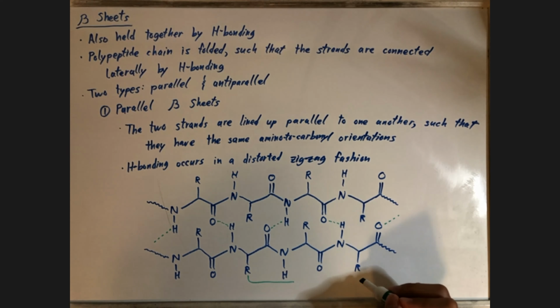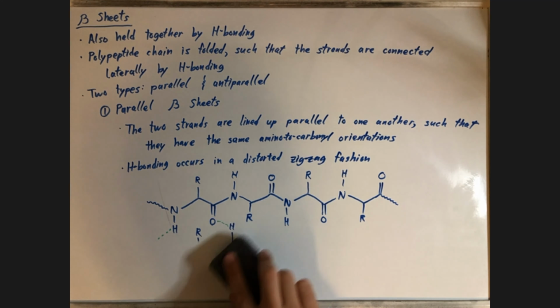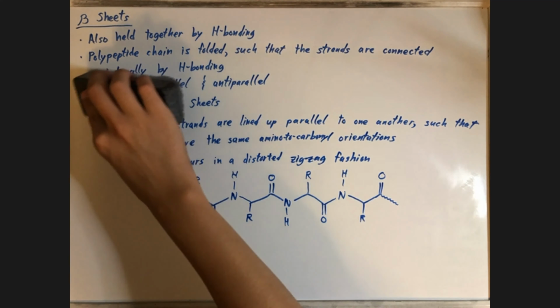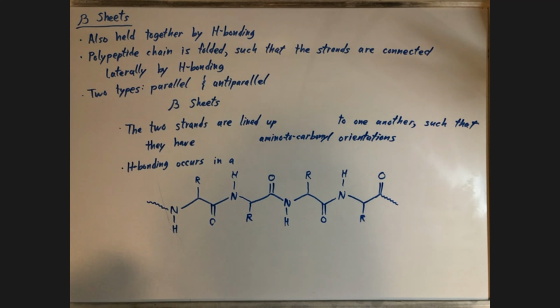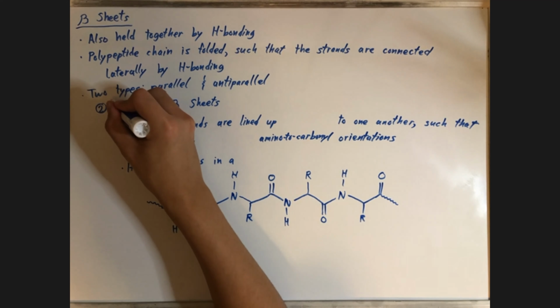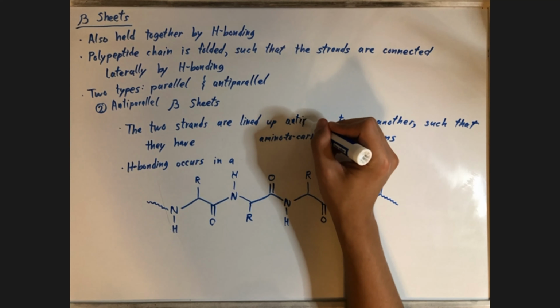Now let's talk about the antiparallel beta sheets. So the antiparallel beta sheets are lined up antiparallel to one another, such that they have opposite amino to carbonyl orientations. And in contrast to the parallel, for the antiparallel, H bonding occurs in a sort of parallel fashion. It can also be described as being an inline pattern.